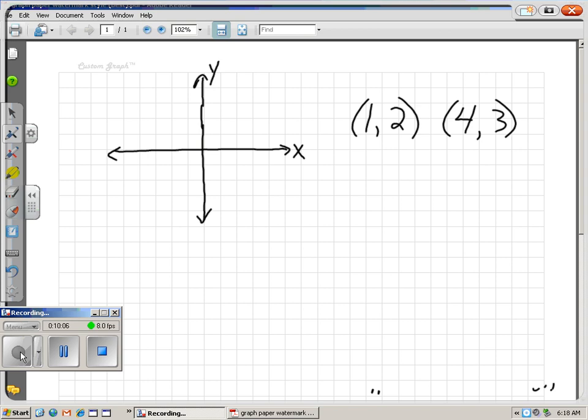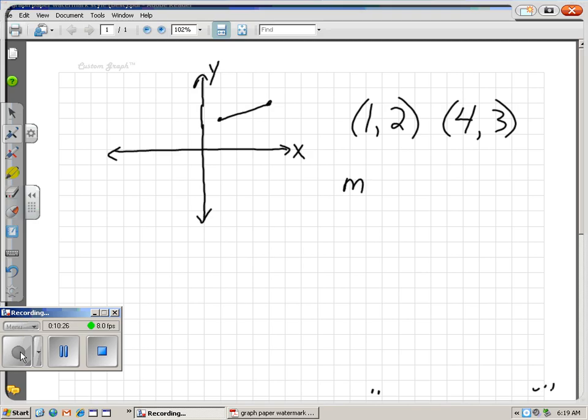So the point 1, 2 is 1 step to the right and 2 steps up right there. And the point 4, 3 is 4 steps to the right and 3 steps up. So we're talking about the line that goes through those 2 points. So we can actually get some graph paper and draw our axes and graph the 2 points and draw the line and then look at them and calculate the slope.